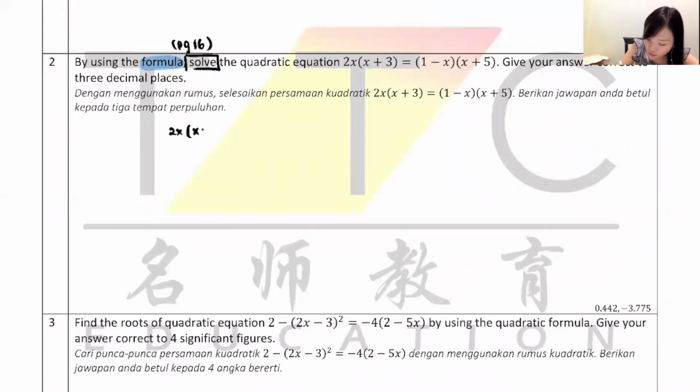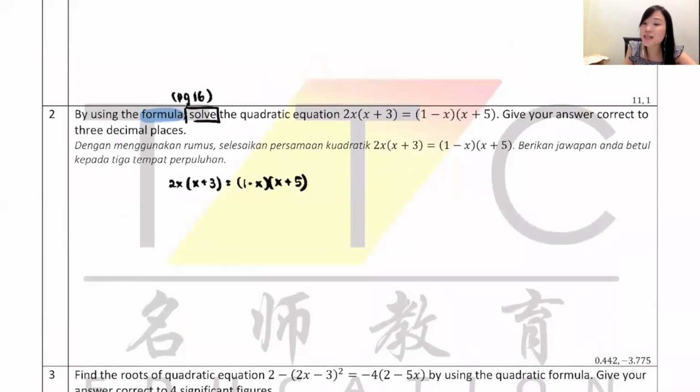I'm not too sure whether all of you guys have the notes, but even if you don't, no worries. No need to copy the questions. Just write question 2 and then straight away start. No need for question 1. Most important is you write down how to do it. Okay, so give your answer correct to 3 decimal places.